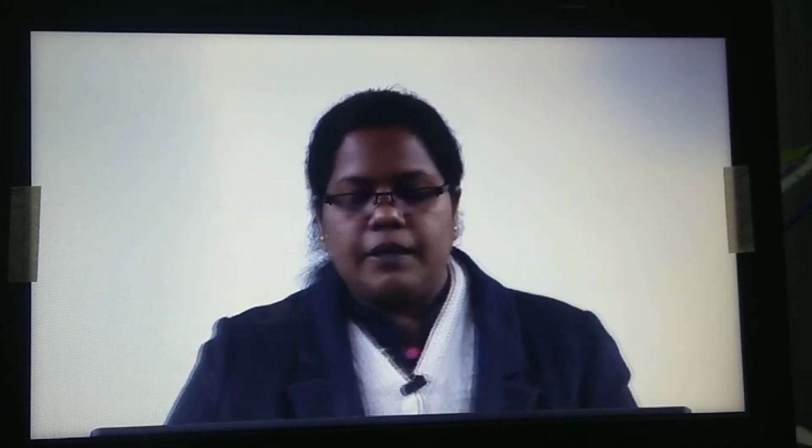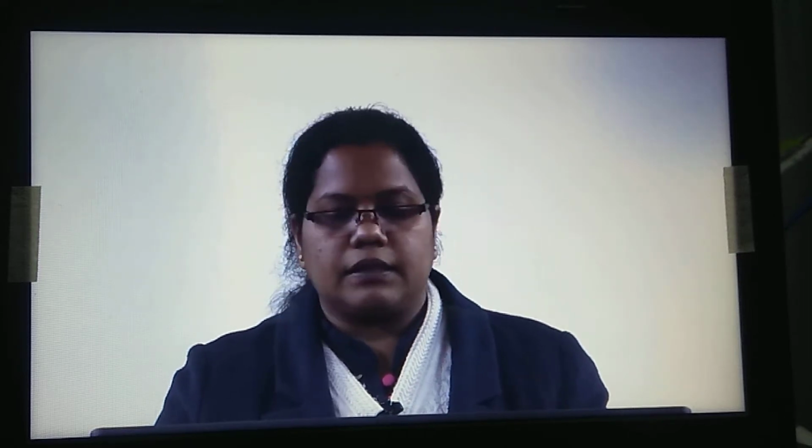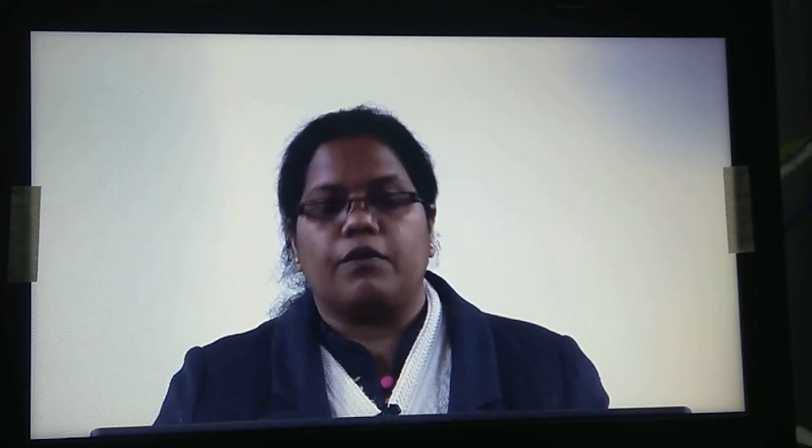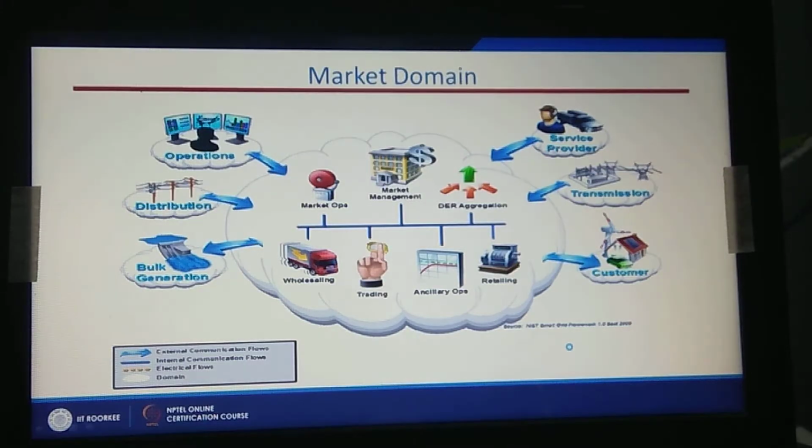Now I'll show a very brief diagram, or I can say a very basic block diagram of the market domain. You can see here the parts of the market domain. This is the DER aggregation, this part is market management, and this is the market operation. This is wholesaling, trading, and ancillary services, and retailing. So these are the components of the market domain, right? These components also access our transmission, customers, service provider, generation, and distribution operations.